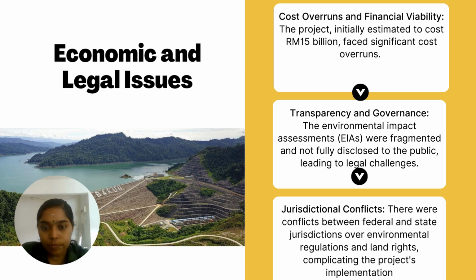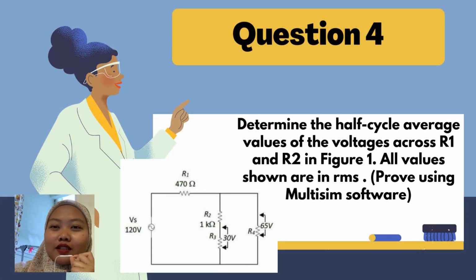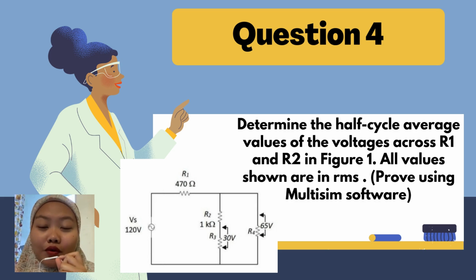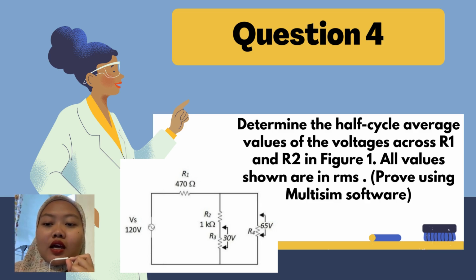Hello, my name is Fatina Atira binti Mazim and I'm the presenter of question number 4, which is to determine the half cycle average values of the voltage across R1 and R2 in figure 1. All values shown are in RMS, proving using Multisim software.